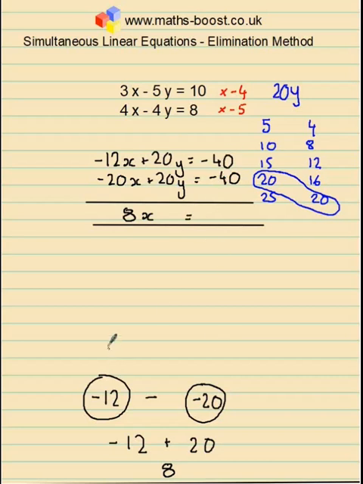Similar thing here. The number on the top subtract the number on the bottom. So the number on the top is minus 40 and the number on the bottom is minus 40. So this becomes a plus. Minus 40 add 40 results in 0. And again, I've arrived at a point where I have an equation now that I can solve.